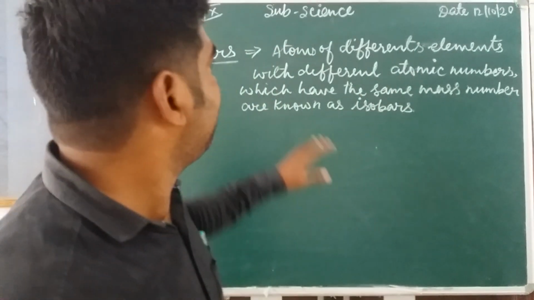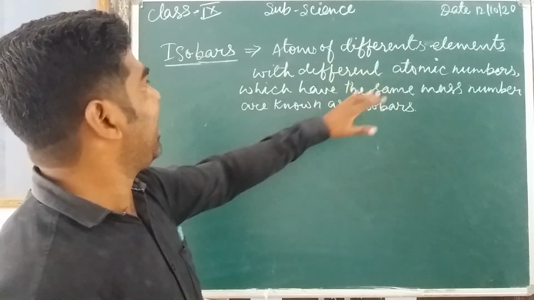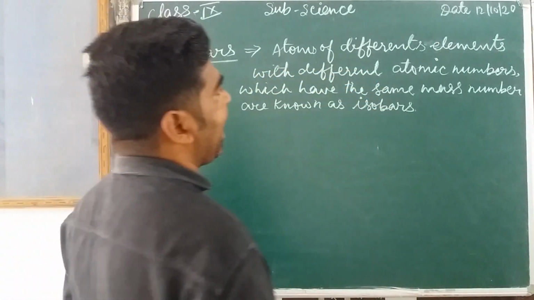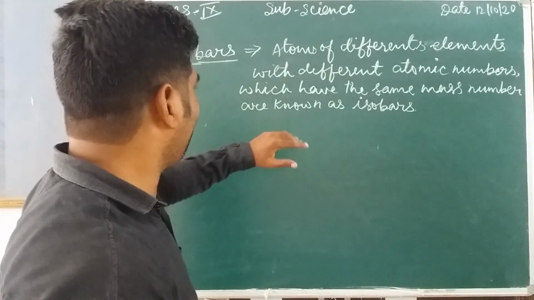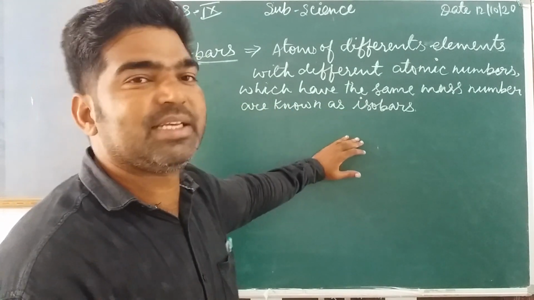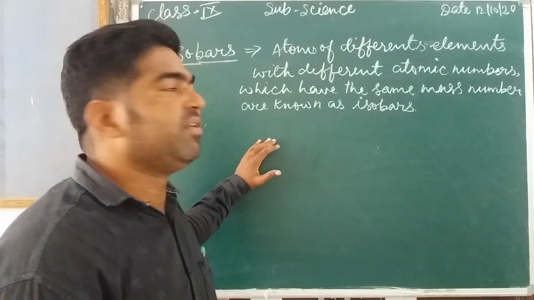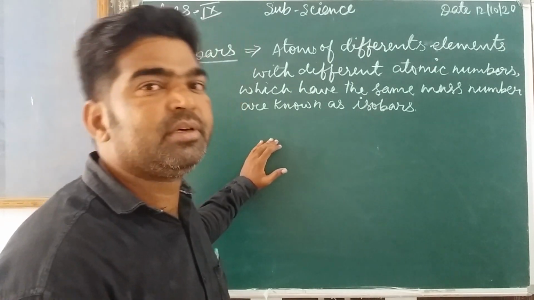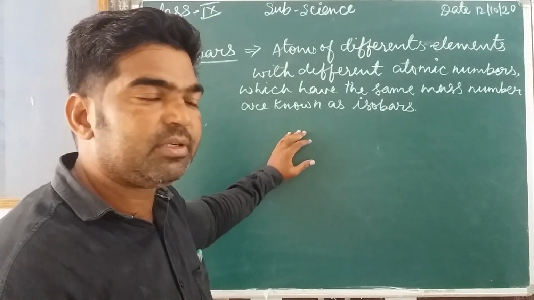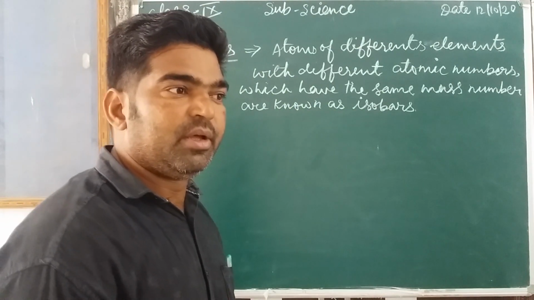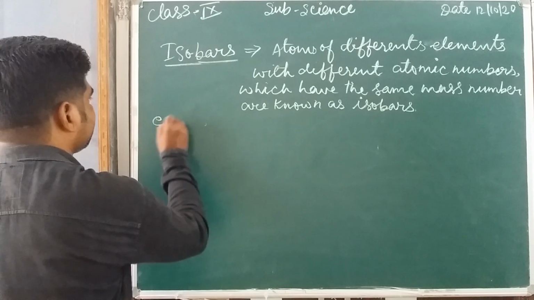So isobars means the atoms of different elements with different atomic numbers which have the same mass number are known as isobars. You can say that atoms of different elements having the same mass number but different atomic number are known as isobars.